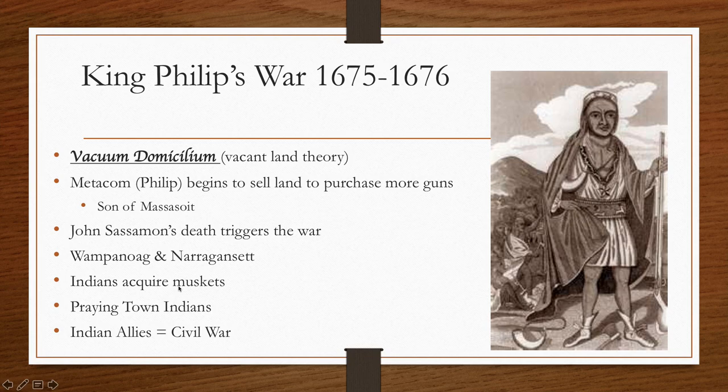Praying towns were established early on to help convert Indians to Christianity. Perhaps over 1,000 of them live in various towns called praying towns. And a lot of these colonists descend upon praying towns and begin to massacre these peaceful Indians as retribution. Other Englishmen actually try to save these Indians. They get as many of them together as they can, get them to Boston, and put them out on one of the islands in Boston Harbor.